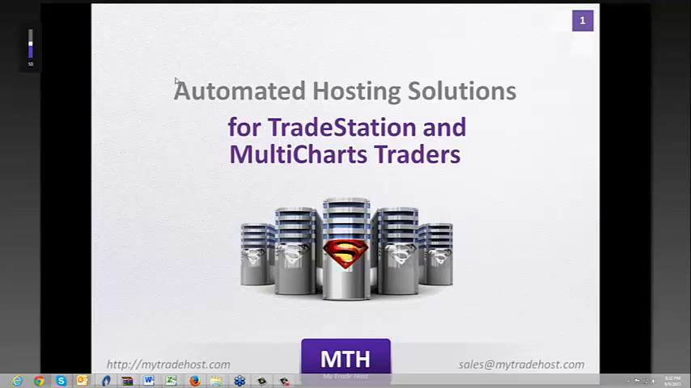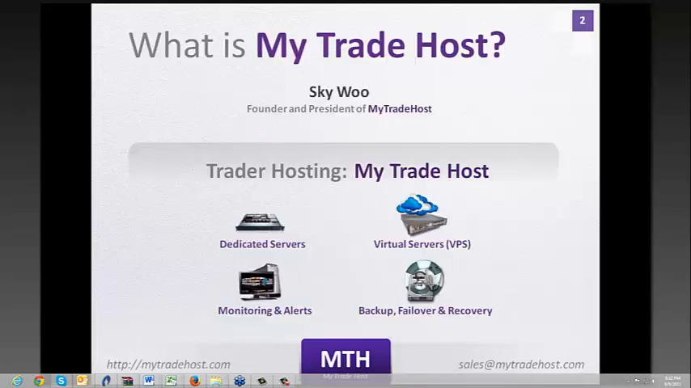Our company provides advanced hosting solutions for active traders. We help traders put automated trading on remote, dedicated, and virtual servers near their brokerages and exchanges to improve their trade execution and trading results. From real-time monitoring to backup, failover, and recovery services, we're a complete solution for your trading hosting needs.